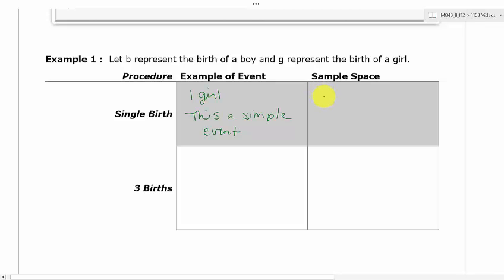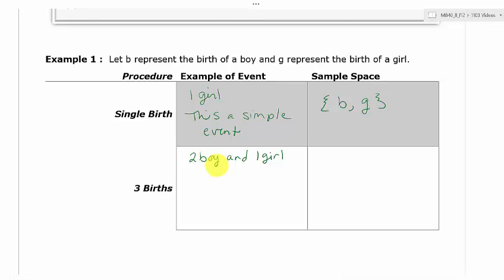And so the sample space, if you're just talking about a single birth, only has two things in it. Either the child is going to be a boy or the child is going to be a girl. And so we just have those two events, simple events, in the sample space. In the white boxes, we're going to give an example of three births. And so an example of an event would be two boys and one girl. So this is just an example of some event that could possibly happen in three births.